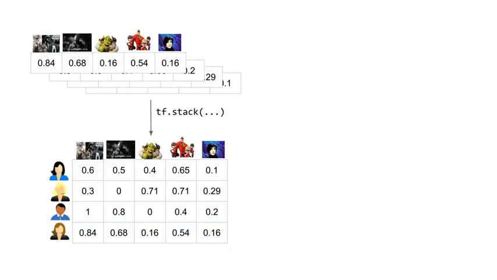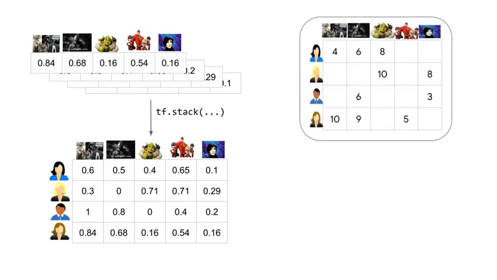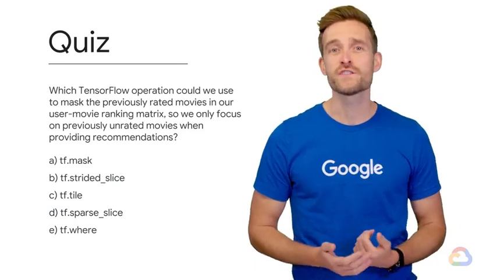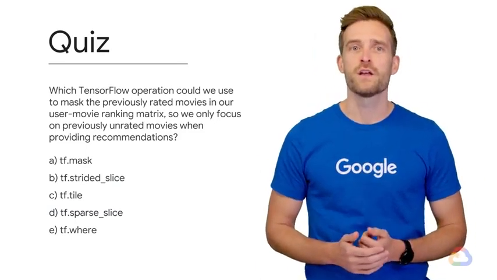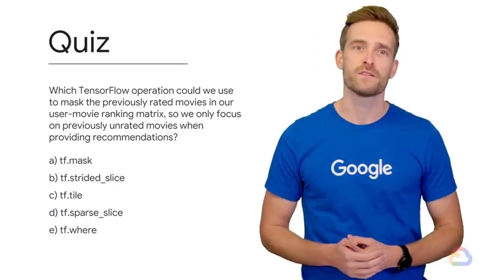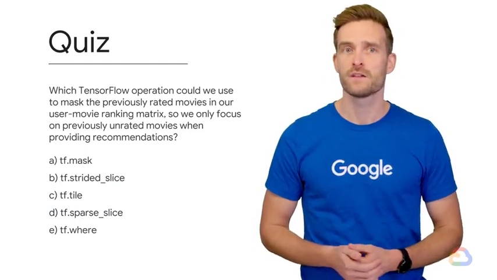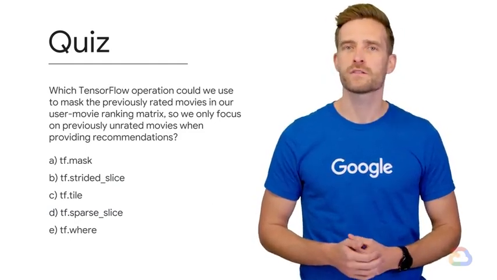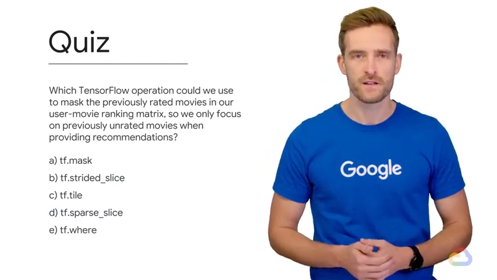Once we have the user movie ranking matrix, we can compare it with the original user movie matrix to see which movies to recommend to which user. Because our users have already seen and rated some of our movies, we want to mask the ranking for previously rated movies and focus only on unrated or unseen movies for each user. Which TensorFlow operation could we use to mask the previously rated movies in our user movie ranking matrix so we only focus on previously unrated movies when providing recommendations?